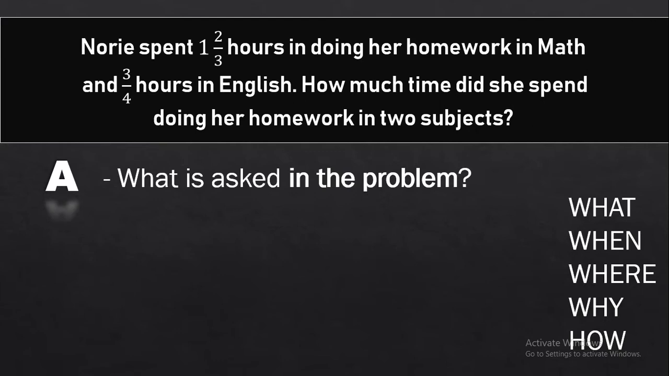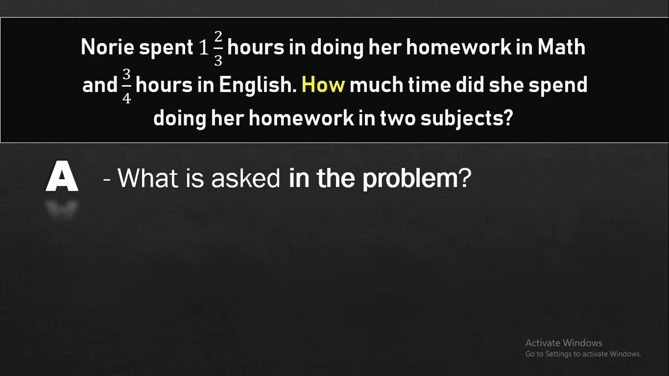So pag makita mo yun sa problem, panigurado yun yung asked. Pero tingnan mo pa rin, baka hindi. Pero almost 90% yun yung question. In our problem, we can see how. Siguro naman yun na yung question, di ba? How much time did she spend doing her homework in two subjects?